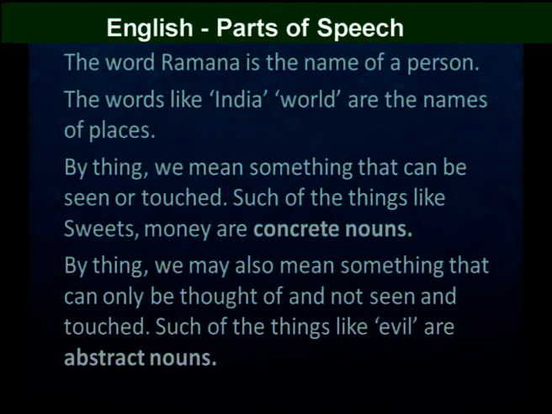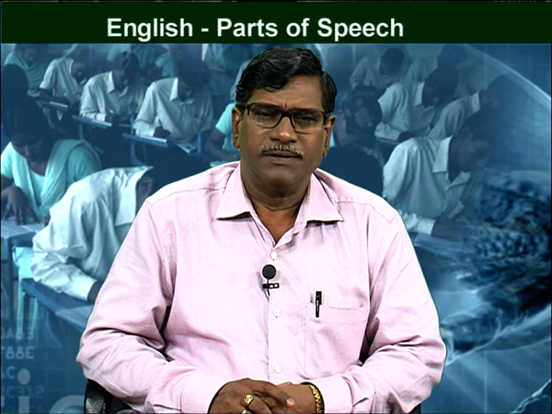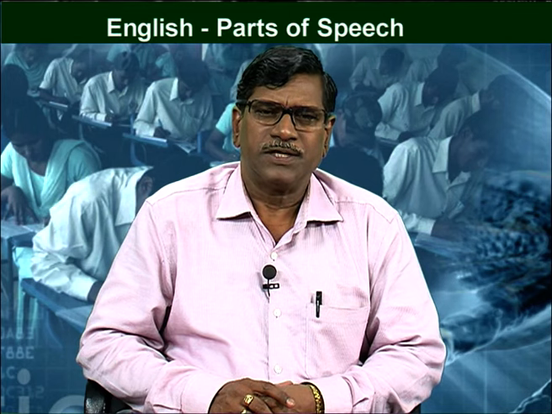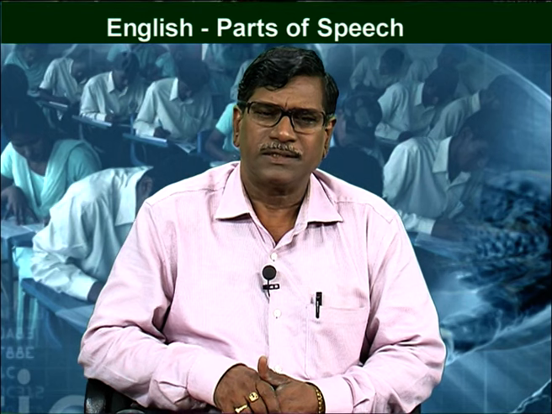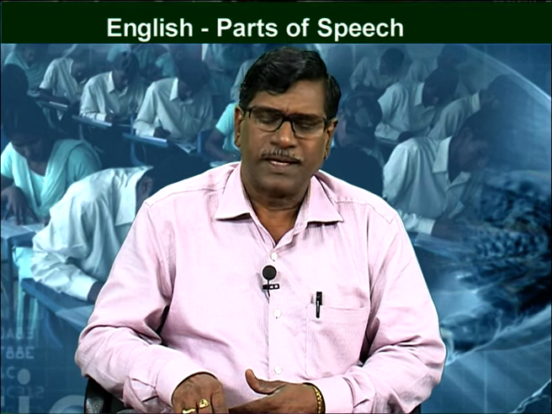By thing, we may also mean something that can only be thought of. We can't touch it, we can just think of it, and it cannot be seen or touched. Like evil in the last sentence. So this evil we can understand, but we can't touch it. So things like that are called abstract nouns.